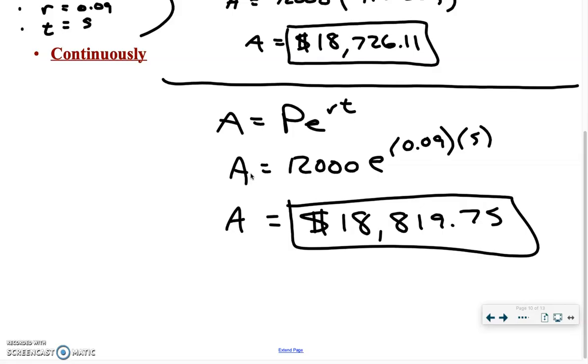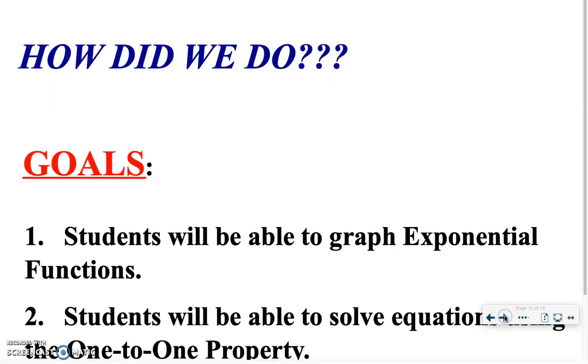So it looks like in this particular case, if we use the PERT formula, our account grew more. Again, we had close to $100 more. Is that always going to be the case? Is continuous interest always going to garner more? Not necessarily. It all depends on the numbers and the time and everything. Each problem is different. I wish that we could say that yes, this way is always more, but it doesn't work like that.